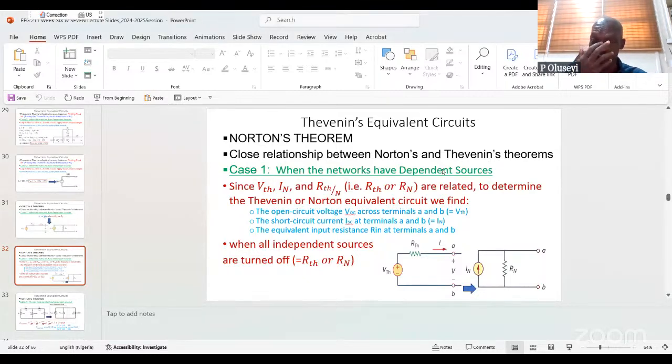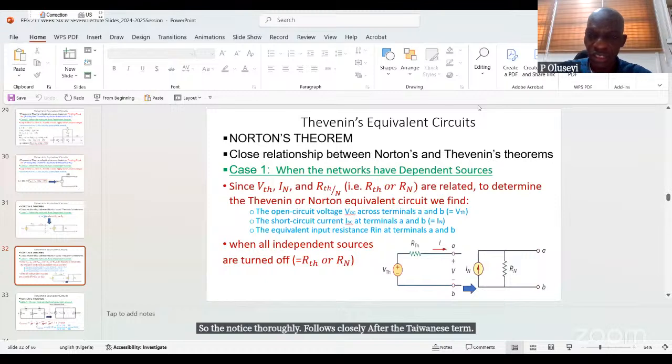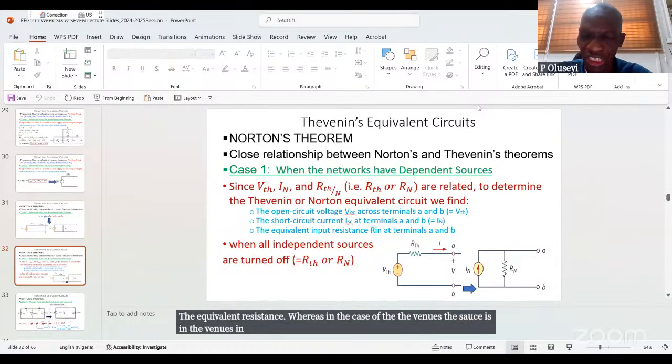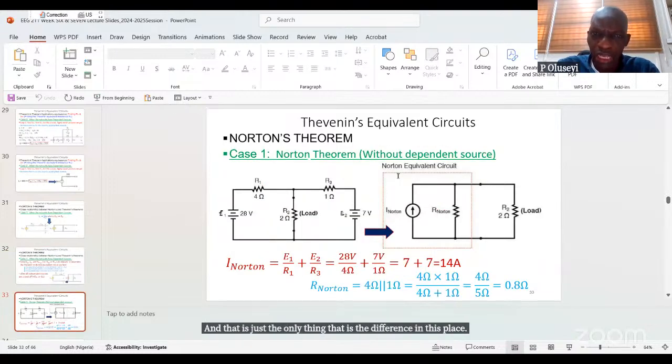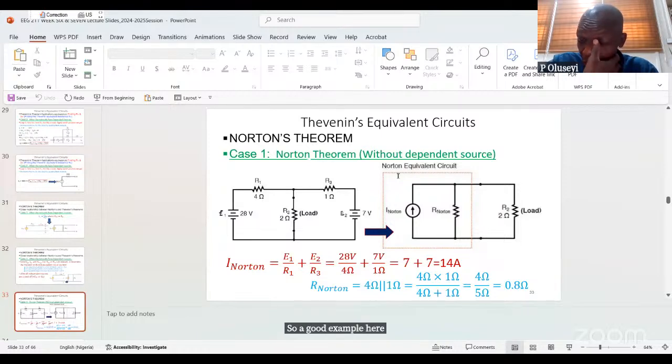Norton's theorem follows closely after Thevenin's theorem, only in that the source is now parallel to the equivalent resistance, whereas in the case of Thevenin's, the source is in series with the equivalent resistance. And that is the only difference in this place. So a good example here has no dependent source.